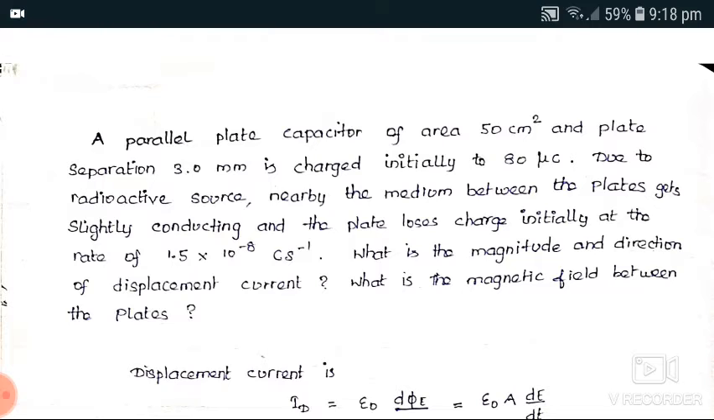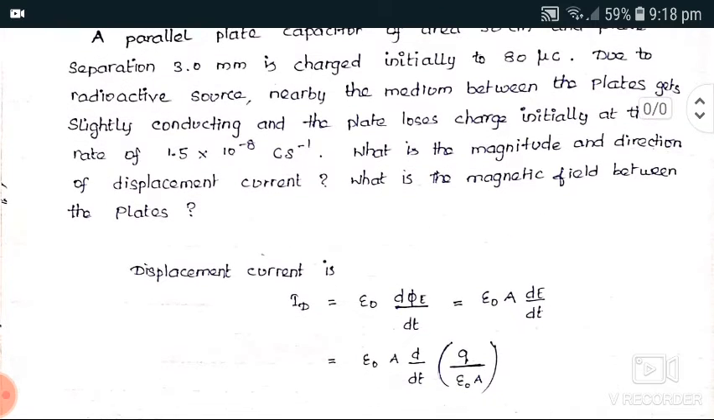So due to a radioactive source, the medium between the plates gets slightly conducting and the plate loses charge initially at the rate of 1.5 into 10 to the power of minus 8 coulomb second minus 1. So they ask what is the magnitude and direction of displacement current, and what is the magnetic field between the plates. The data given in the question is the area, the separation between the plates, the initial charge on the parallel plate capacitor, and the rate of change of charge.